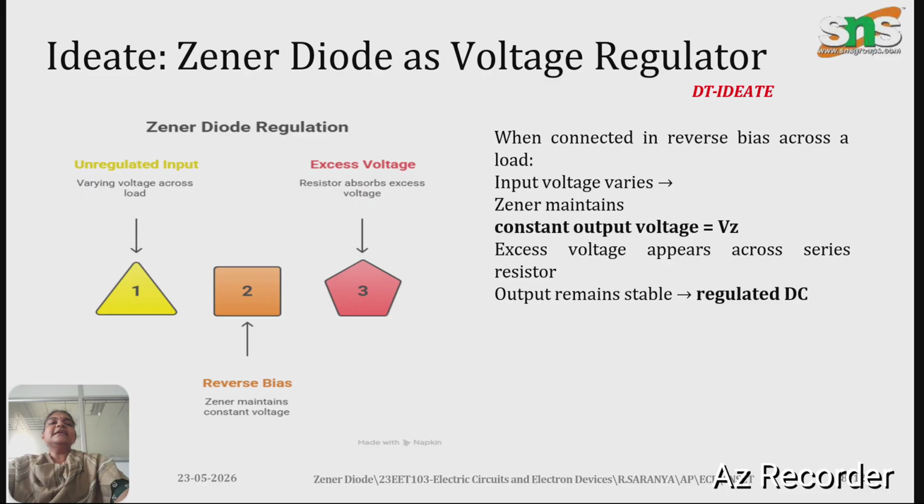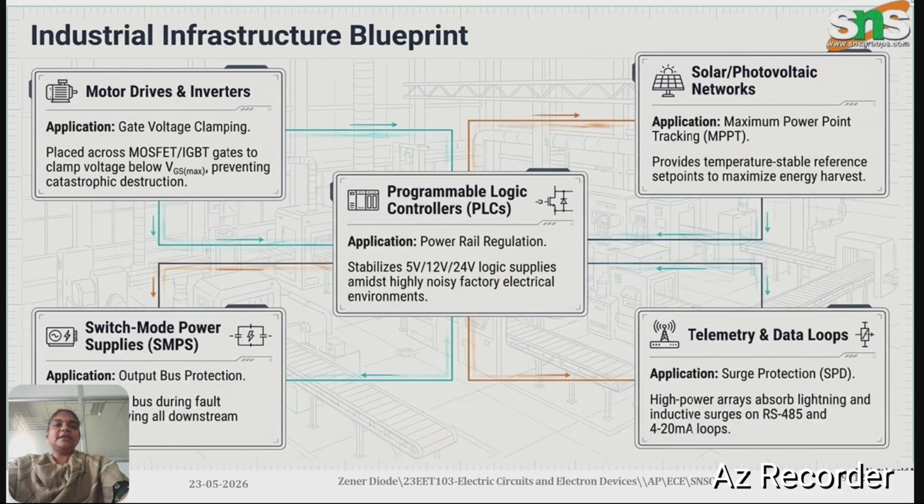Now, how can the Zener diode be used as a voltage regulator? When we use the Zener diode in reverse bias across the load, even if the input voltage varies, a constant output voltage can be obtained from the Zener diode. This characteristic allows the Zener diode to act as a voltage regulator.